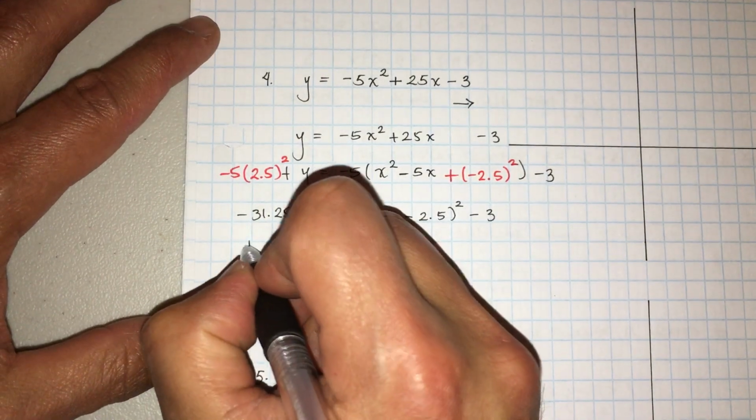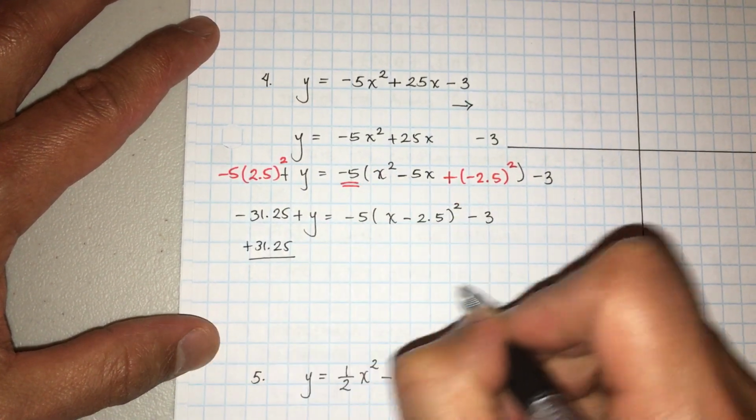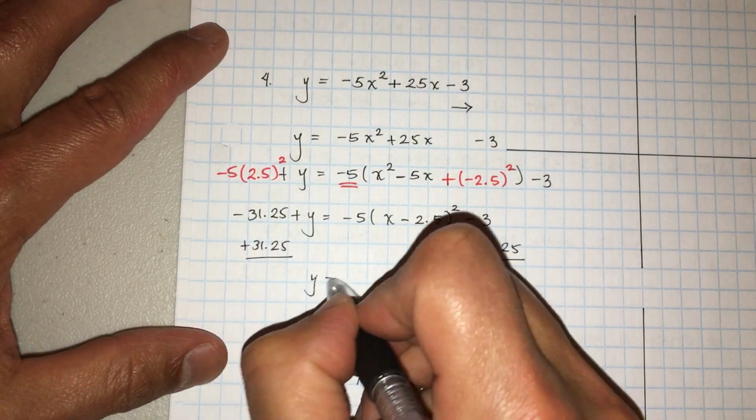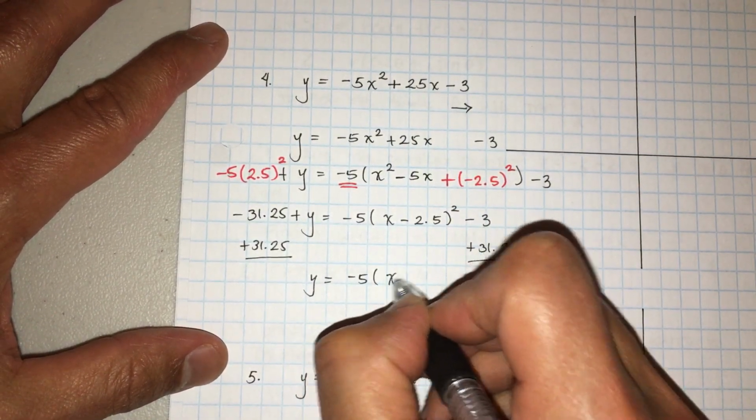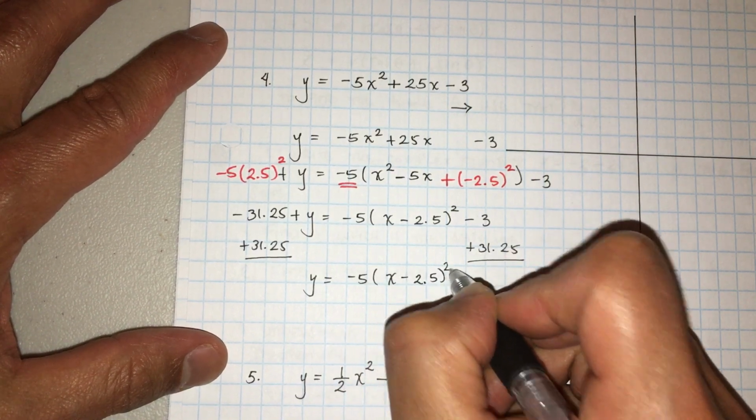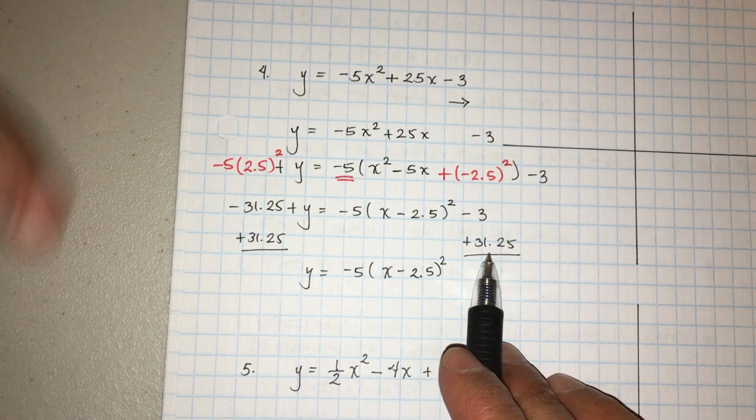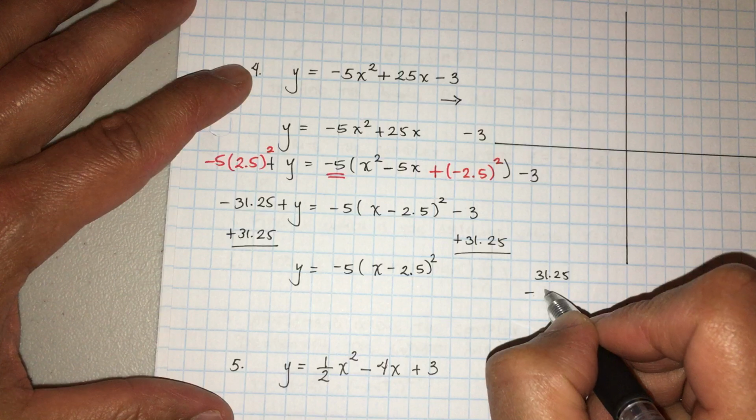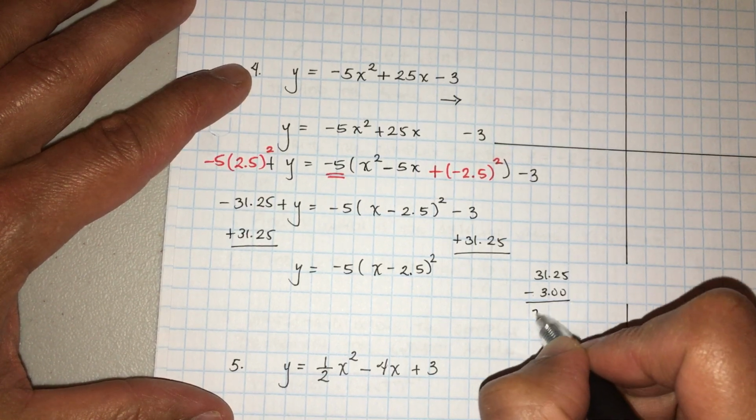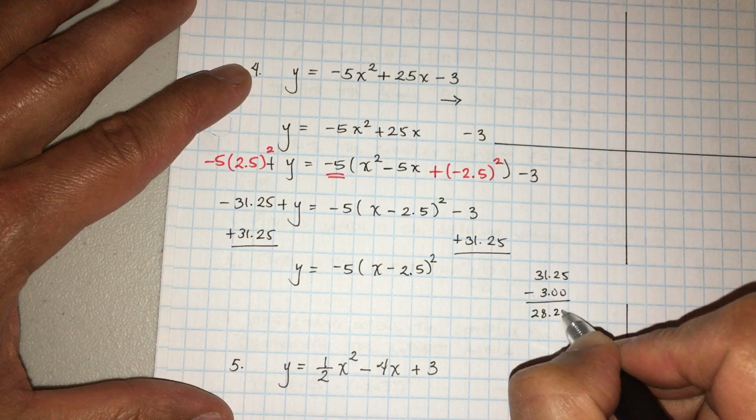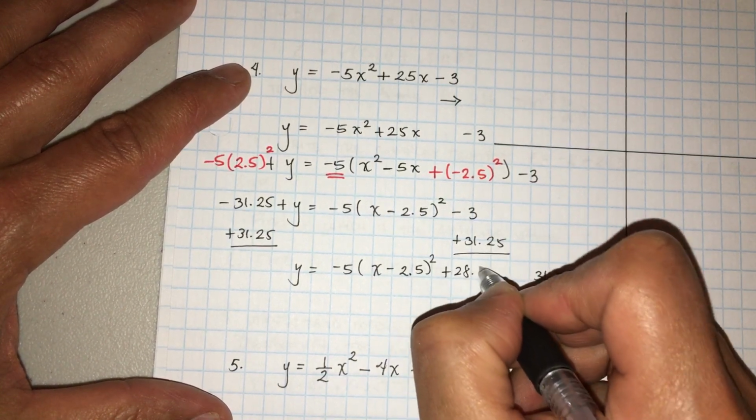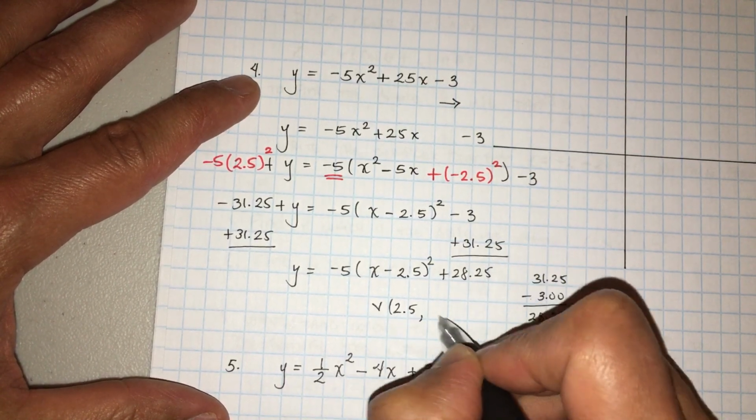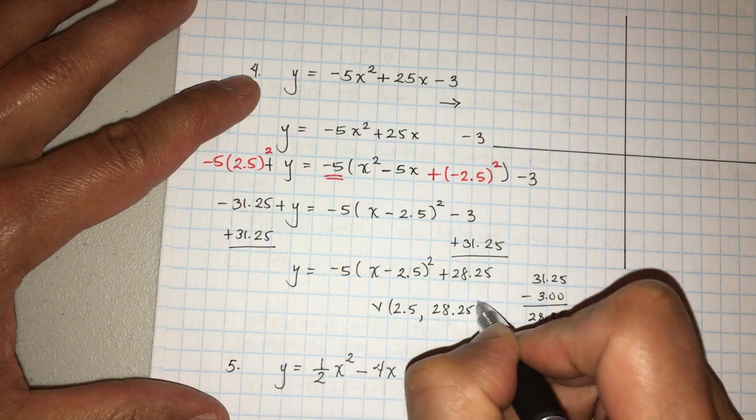So now what do I do? You're going to add 31.25 to both sides. Voy a sumar. Y equals negative 5 times x minus 2.5, squared. Now what about this one? Remember, you always want to put the bigger value on the top. So 31.25 on the top, you're subtracting a 3. That's pretty easy, that's going to give you 28.25, positivo 28.25. So my vertex for this one is going to be positive 2.5 and positive 28.25.